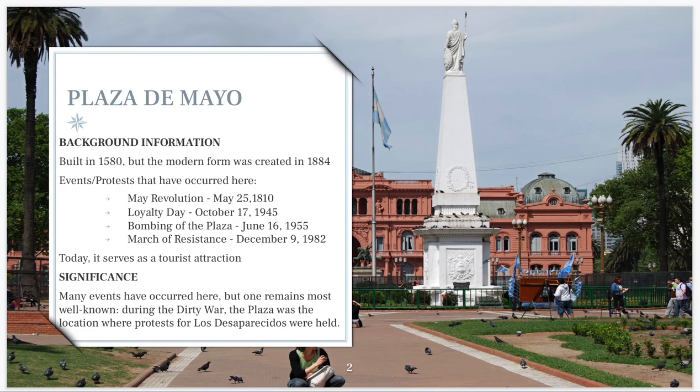And that is about all for that. And it is significant because many events have occurred here, but one remains most well known. So during the Dirty War, the plaza was the location where protests for these disappeared people were held. And so it has a very significant meaning to a lot of people because they fought for the lives of their families in this very plaza right here.